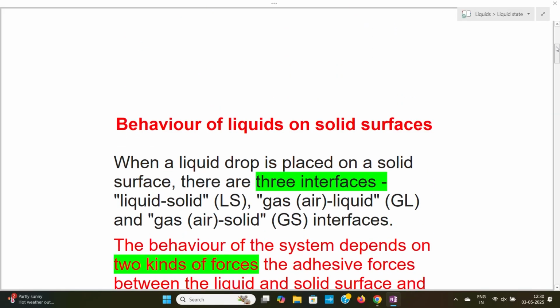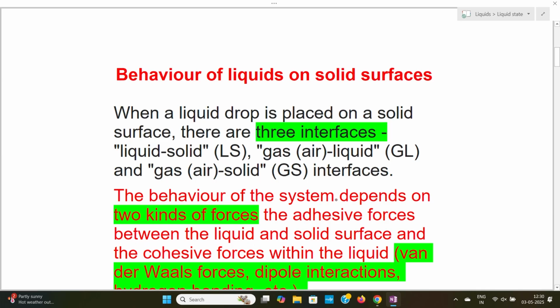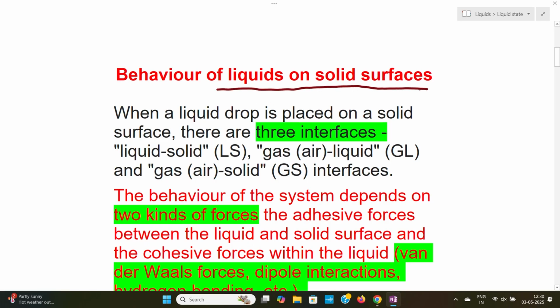First, let us see the behavior of liquids on solid surface. This we discussed a little when we looked at surface tension. Here we will see it in a little more detail.